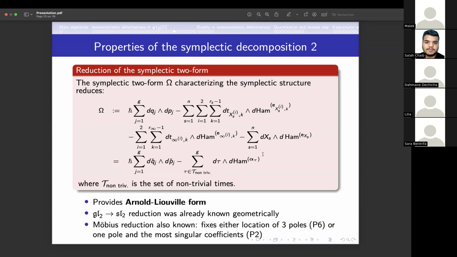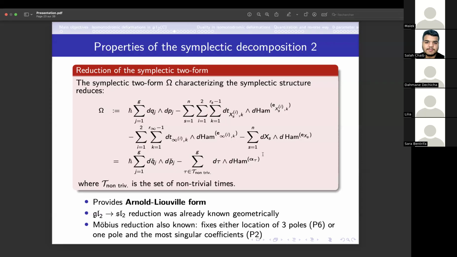So this is what we have done, and we have shown as well, following direct computations, that actually this symplectic form also simplifies following this symplectic decomposition, so following the action of the Mobius transformation. This gives us explicitly the Arnold-Liouville form that we wanted to get.